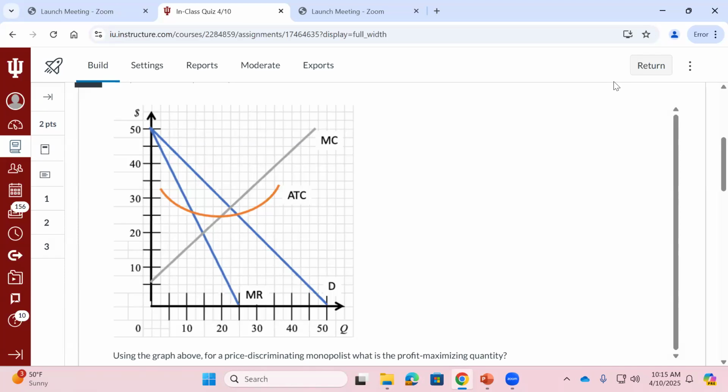22.5. So relative to a single price monopolist, where were they going to choose the optimal quantity? Were the twice as steep marginal revenue curve hit marginal cost? So they were going to choose a quantity of 15. So the perfectly price discriminating monopolist actually chose a quantity that was higher, right? At 22.5. Okay.